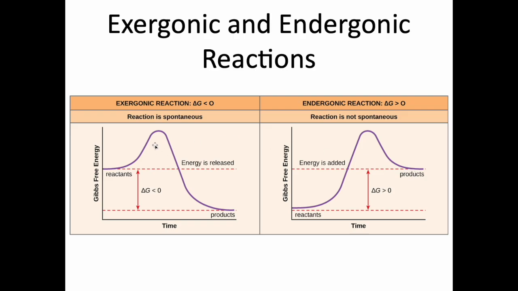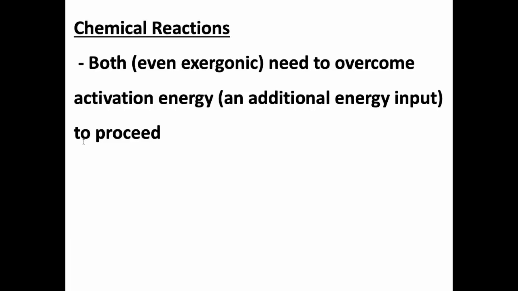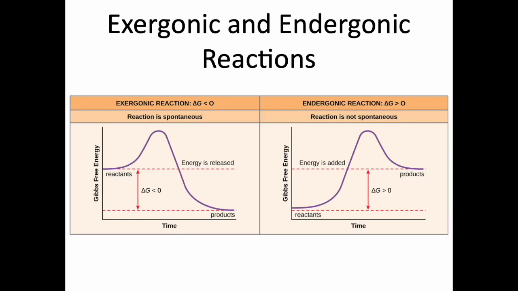This energy hump right here, which we see in both of these graphs, is called activation energy. So we can define this here. Both of these chemical reactions, both endergonic and exergonic, need to overcome an activation energy, which you could define as simply an additional energy input in order to proceed. And again, I said even exergonic because exergonics are releasing energy. You're sending energy out. Even though by the end of this you are going to be releasing energy, you do have to put in some amount of energy first before you can release this.